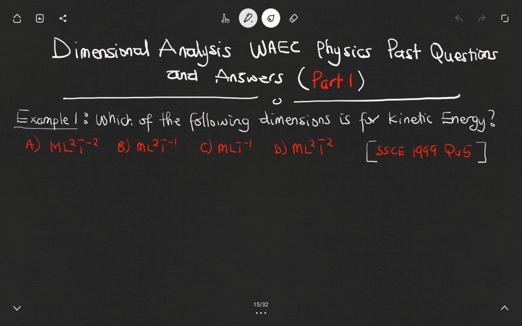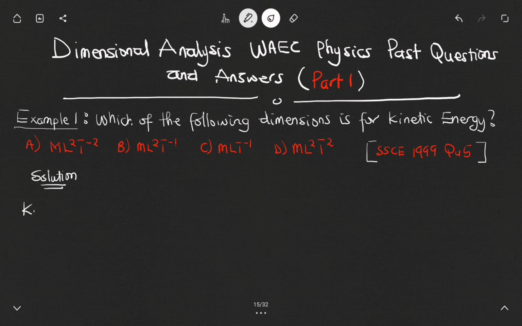So we have example number 1. This is the WASSCE 1999 question number 5. Which of the following dimensions is for kinetic energy? So the question is demanding we find a dimension for kinetic energy. So let's look at the solution to this problem.